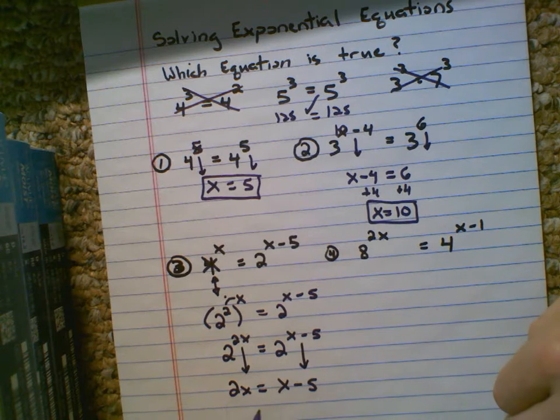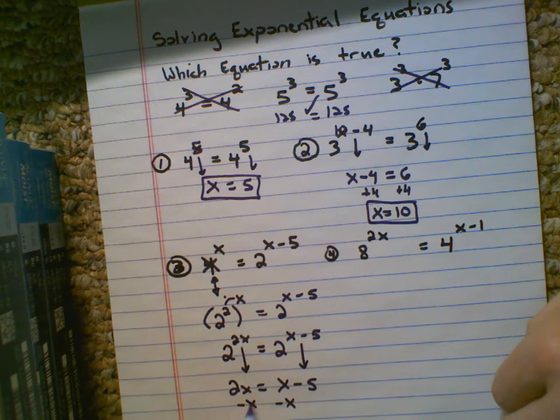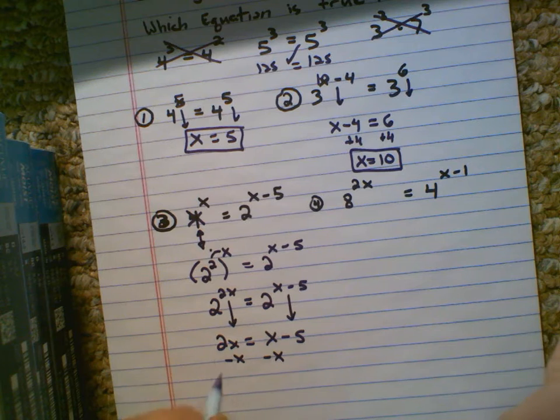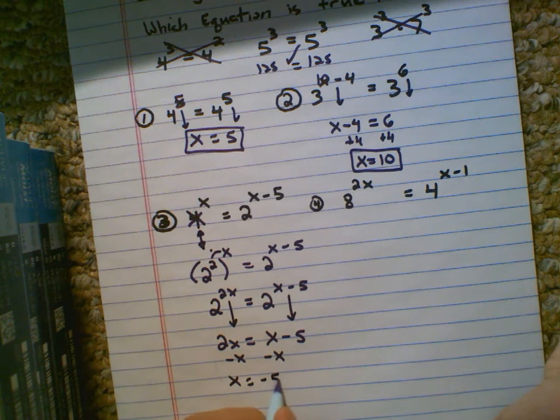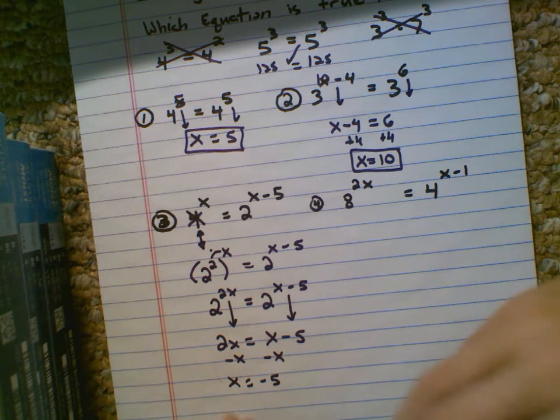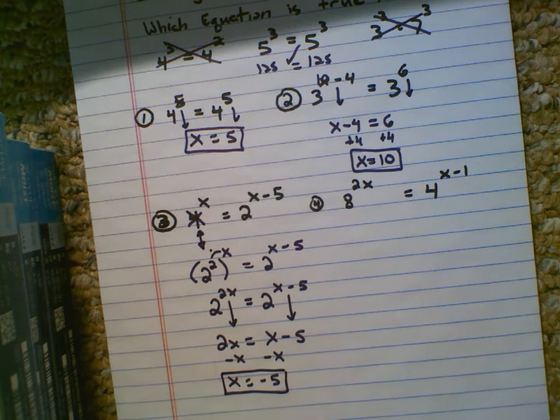Well, when I solve this, I have minus x, I get x equals negative 5. Once again, I can check my work by plugging in the negative 5 if I wanted to. All right, let's look at one last example here, number 4.